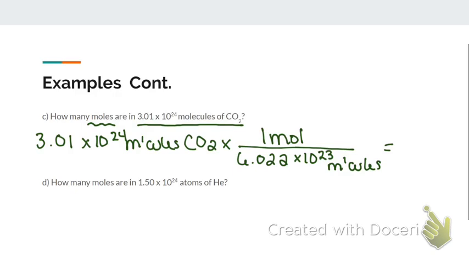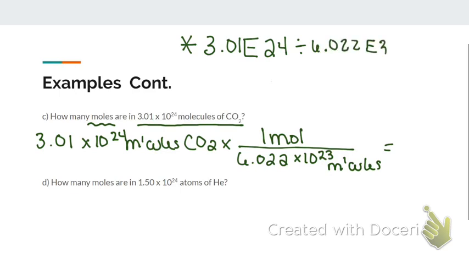For this particular example, I would type into my calculator 3.01. I would get my E, so second EE for most of you. Again, if you have something else, let me know and I can help you. 24. I'd hit my divide button. 6.022 E23. When I work that out and look for an answer, I get an answer of 5 moles. And what is it? Carbon dioxide.